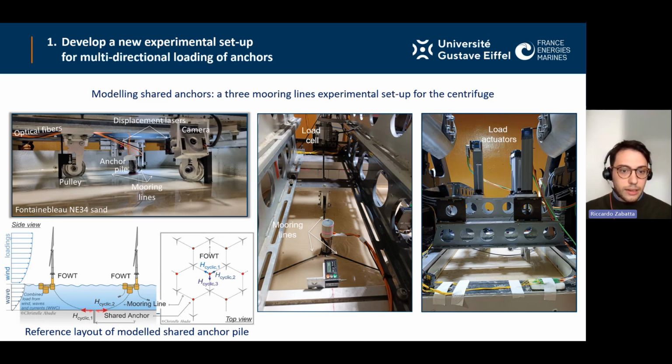Then we have the mooring lines that, as Tanguy showed you earlier, are displayed at 120 degrees from each other, so that we have 3 floaters attached to the anchor pile. Our model anchor pile is equipped not only with optical fibers, but also with displacement lasers that allow us to simply monitor the displacements of the anchor during the test. I would also stress the loading system. We have pulleys that the mooring lines pass through, so that the load actuators you see on the right of the slide can pull the pile horizontally. The vertical load given by the load actuators is transferred horizontally by means of the pulleys, as you see in the picture on the left.